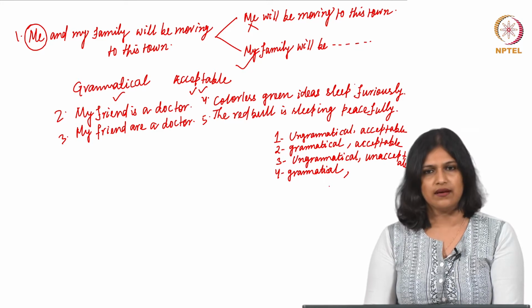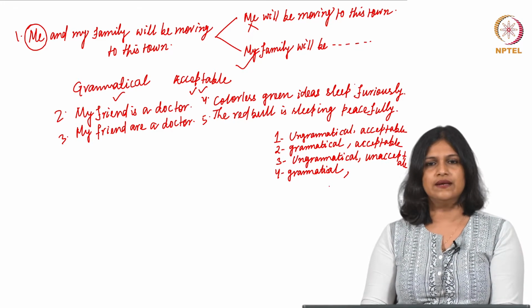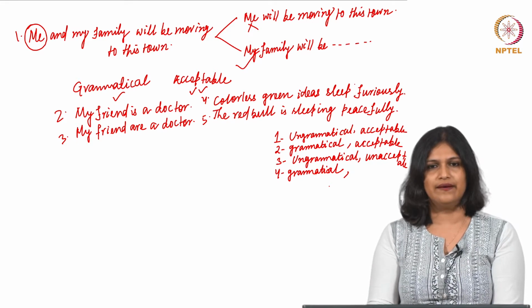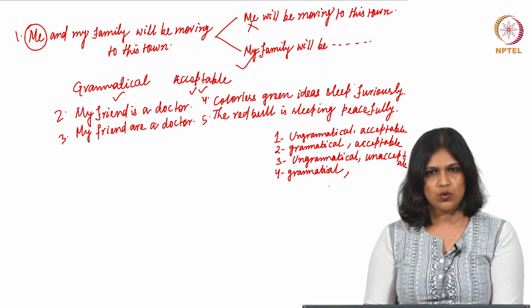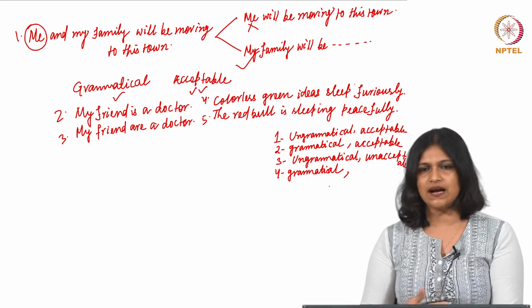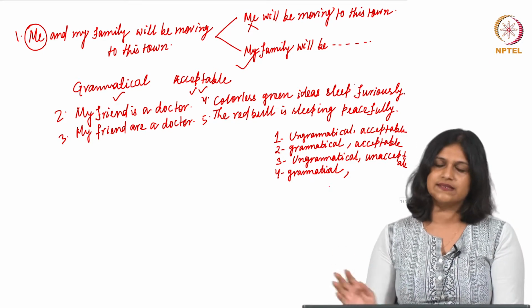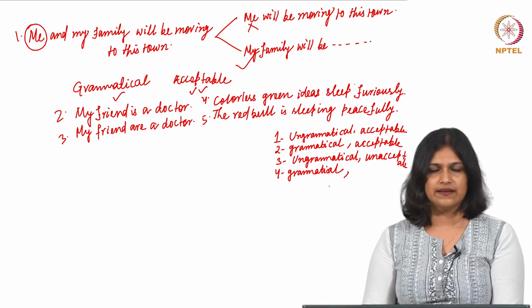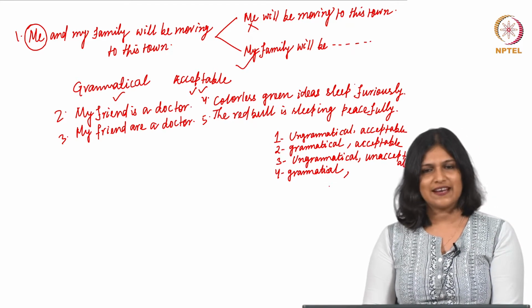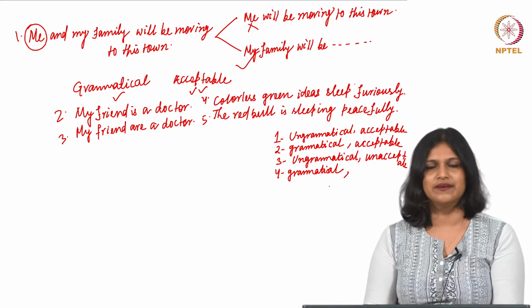So, they are contradictory to each other, and these two contradictory elements have come together in a subject, which makes the sentence extremely unacceptable. You just can't understand anything out of it. Now let us consider sleep and furiously. If you are sleeping, your action cannot be furious unless you are sleepwalking or whatever.